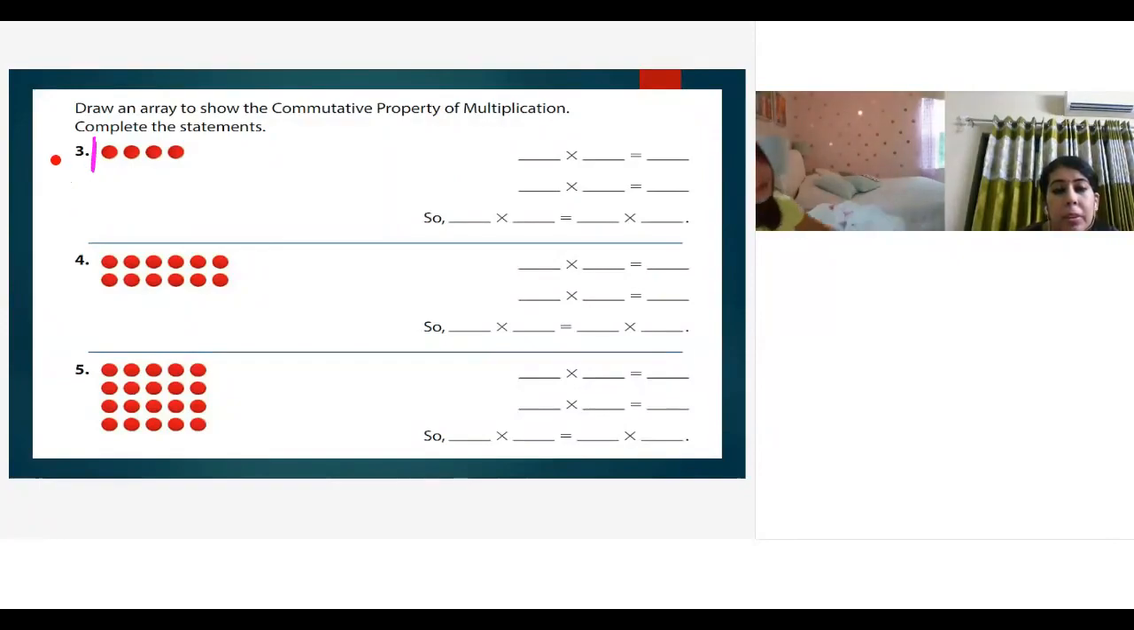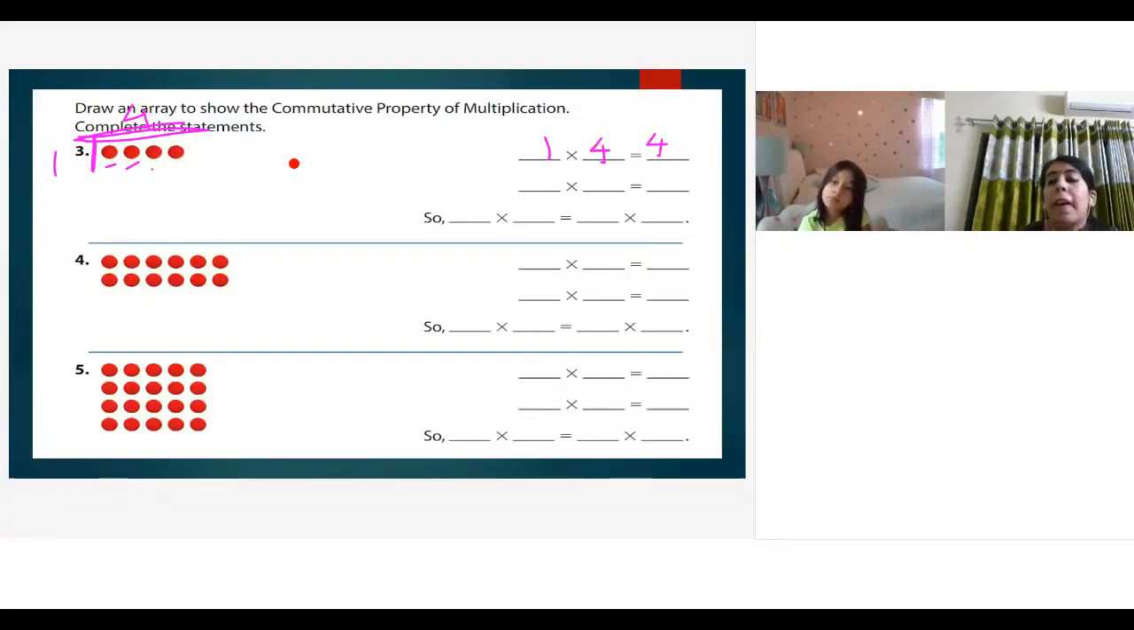There is 1 row. And how many columns are there? So I should write 1 times 4. And what should my answer be? See how many counters are there? 4. 4.